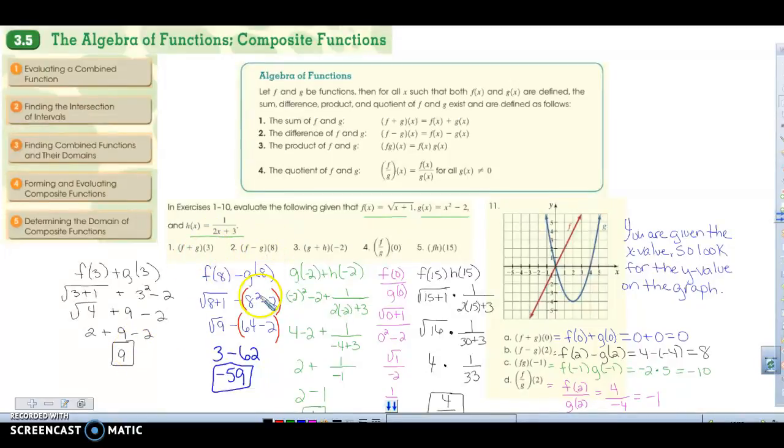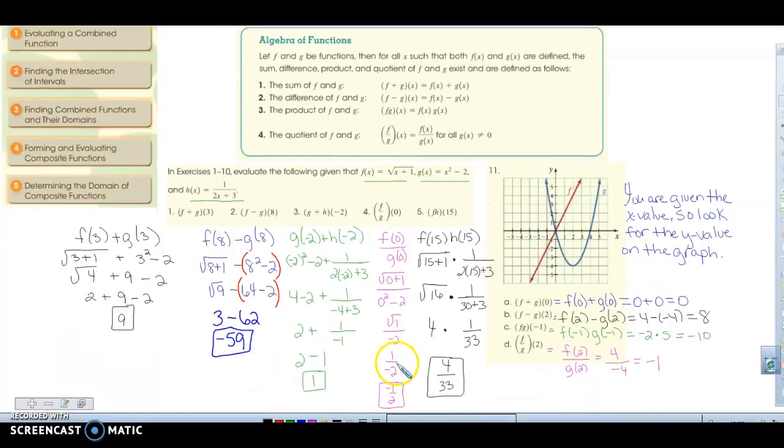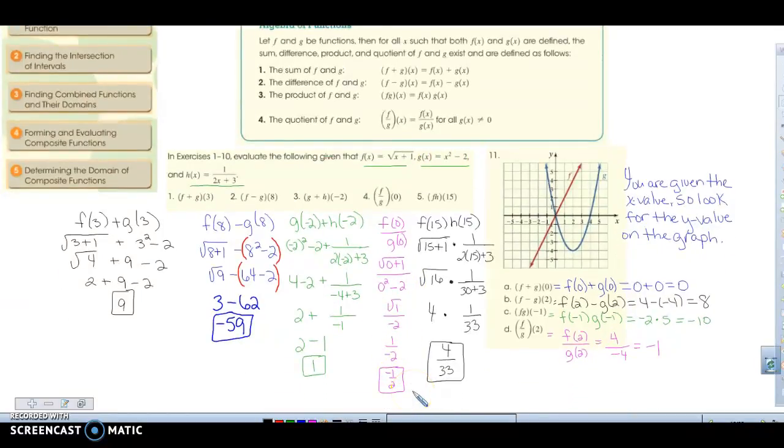You would do the same thing with subtraction, just remembering to put parentheses so that you subtract all of the second function. Division, you would find the f of 0 first, so you have the square root of 0 plus 1. Then g of 0 would be 0 squared minus 2 in the denominator, and you simplify to get a negative 1/2.